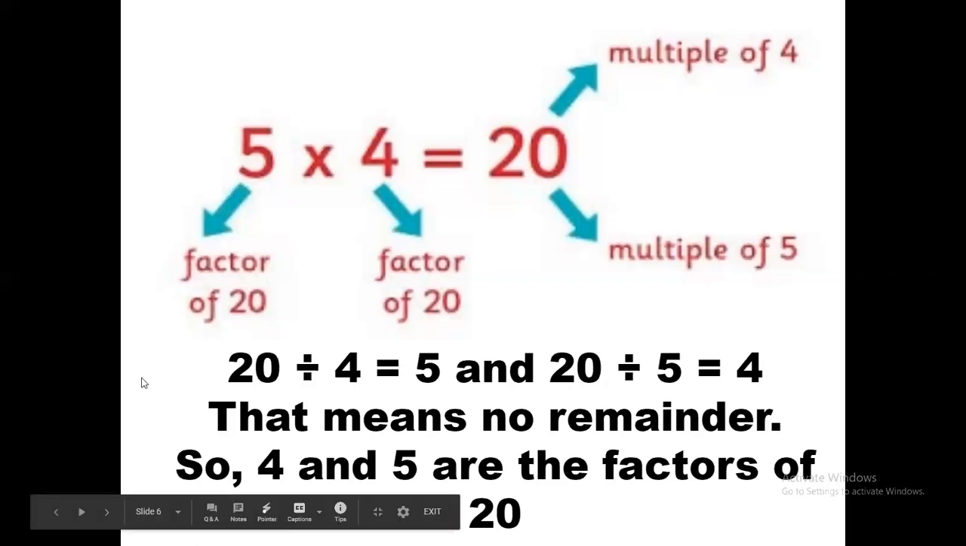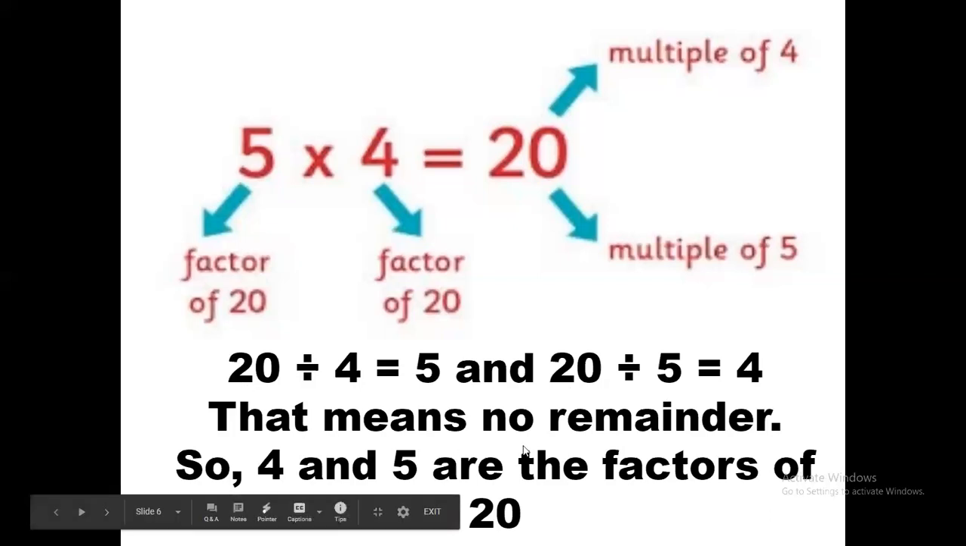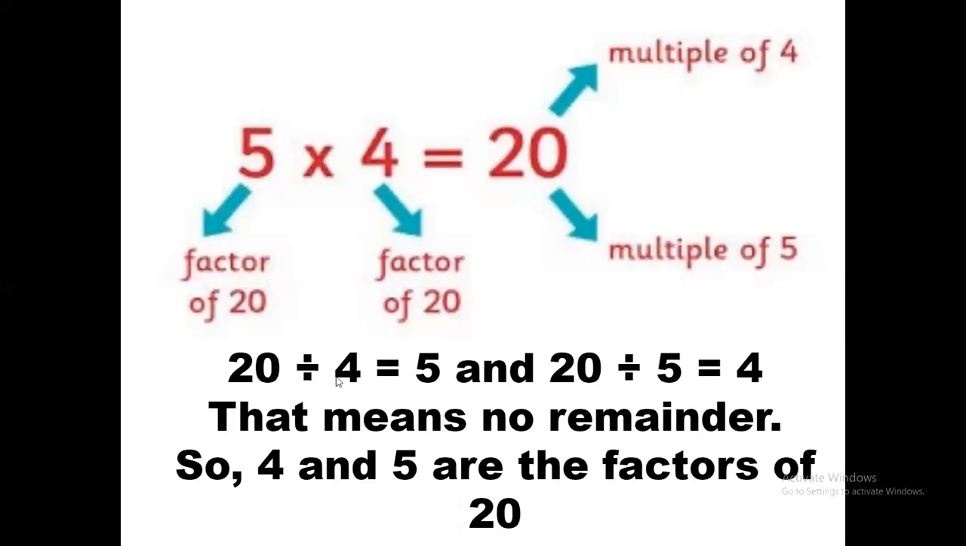Or you can say, whenever we divide two numbers in such a way that there is no remainder, those will be the factors of that particular number. For example, when I divide 20 by 4, it is completely divisible and there is no remainder. That means yes, 4 is a factor of 20. And when I divided 20 by 5, again it was completely divisible with no remainder. That means 5 is a factor of 20.